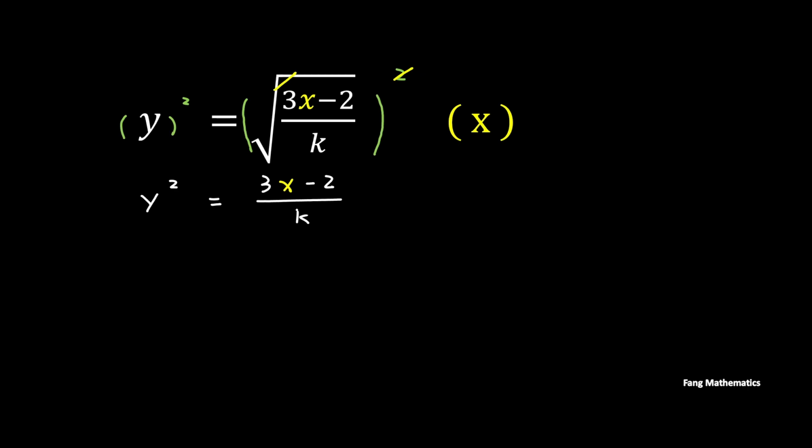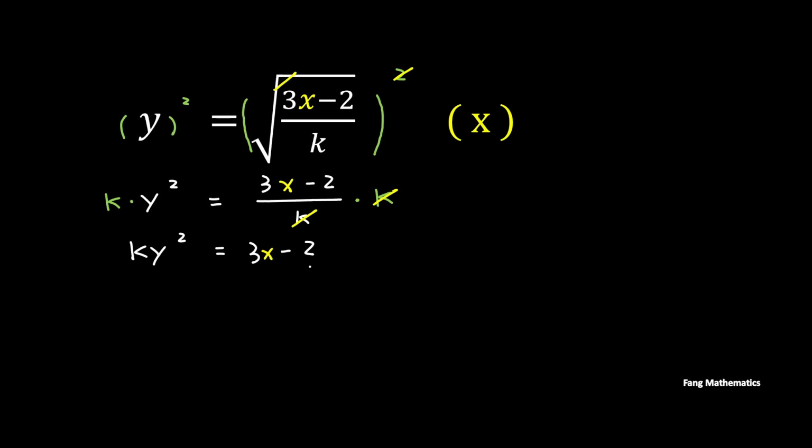And let's look at this. I believe you can first remove the k. So how would you remove the k? Since the expression is divided by k, now I'm going to multiply it by k to remove the k. On the left, I believe you should have ky squared, and on the right, your k should be eliminated. K, 1 at the numerator, 1 at the denominator. I believe you should have 3x minus 2 on the numerator.